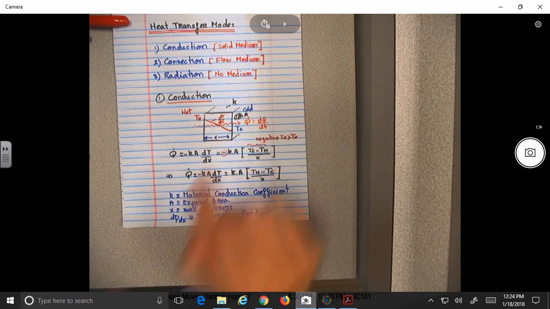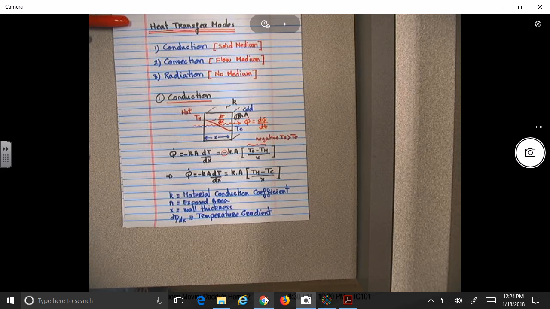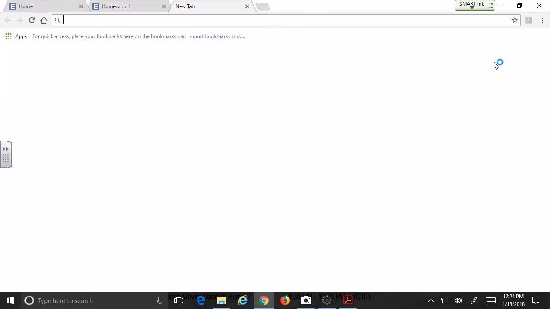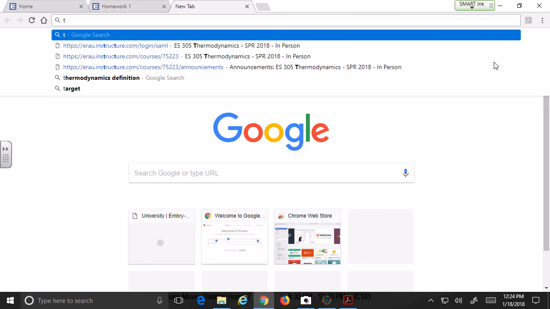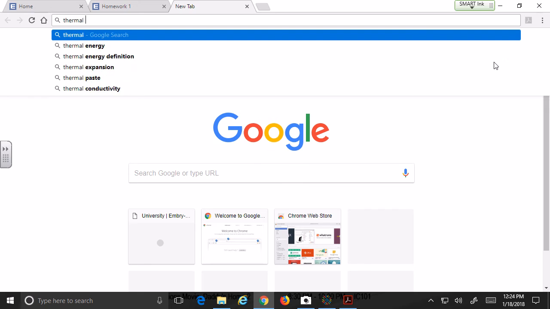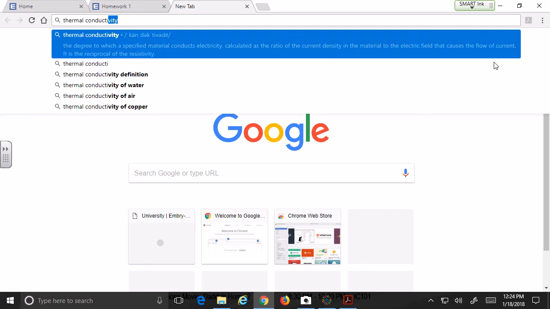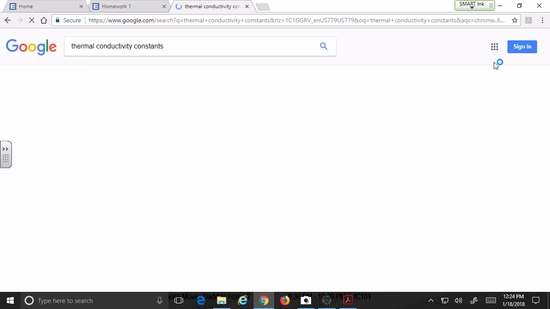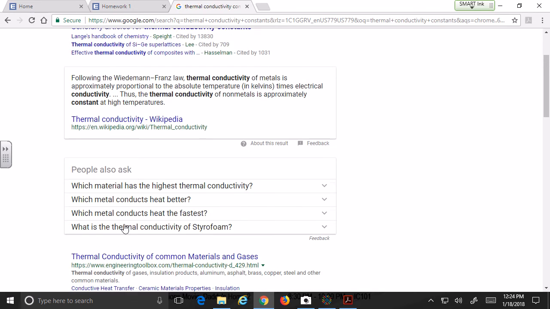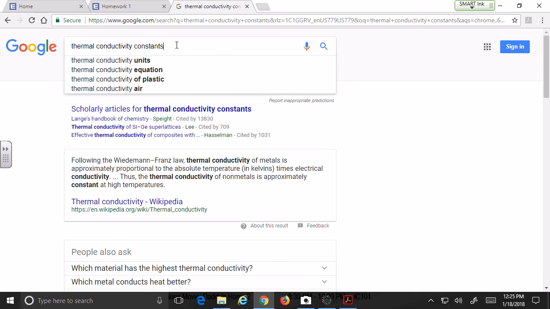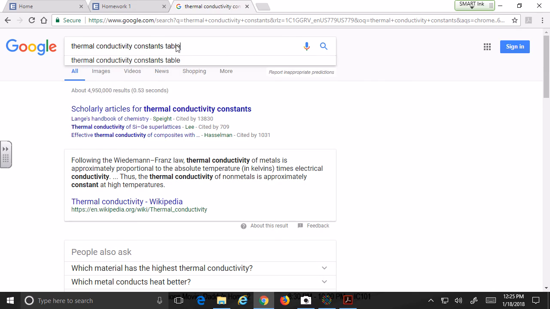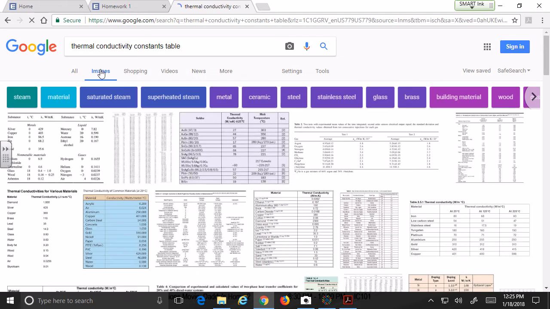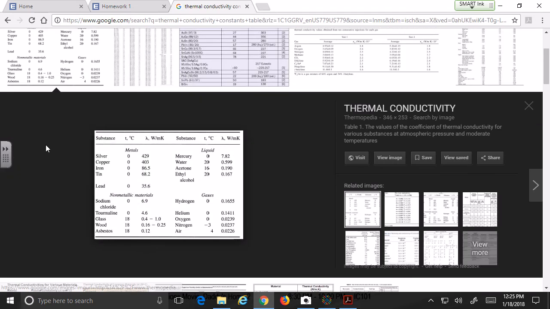All right? So we look at this, I don't know by memory, so let's go over here. Thermal conductivity constants or values. Table. I'm going to show you, it will load faster this way. There we go, let's open this one.